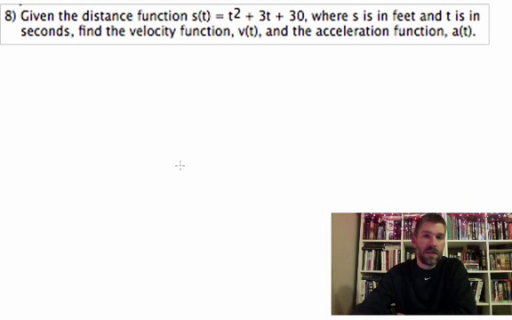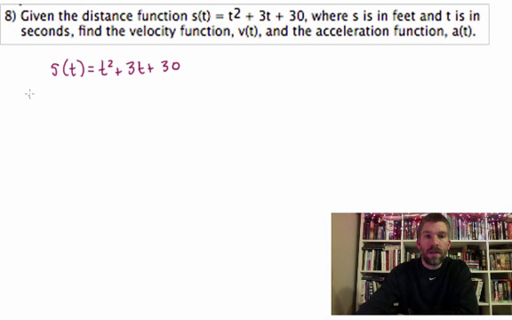The cool thing with position, velocity, acceleration is they're all related by derivative. So if I have s of t here, t squared plus 3t plus 30, when I take the derivative of that, s prime of t, that gets me the velocity function, the instantaneous velocity function.